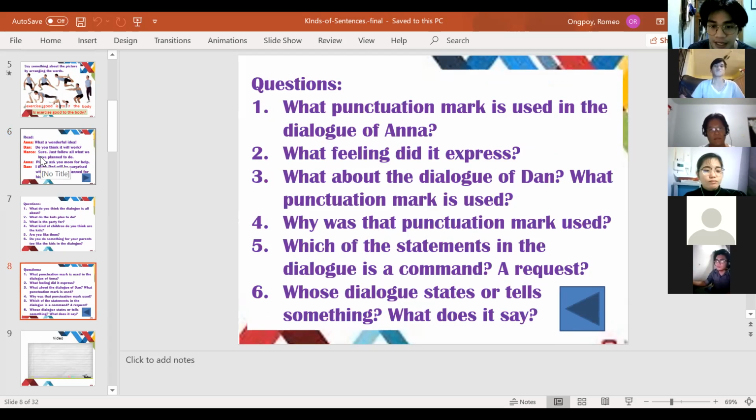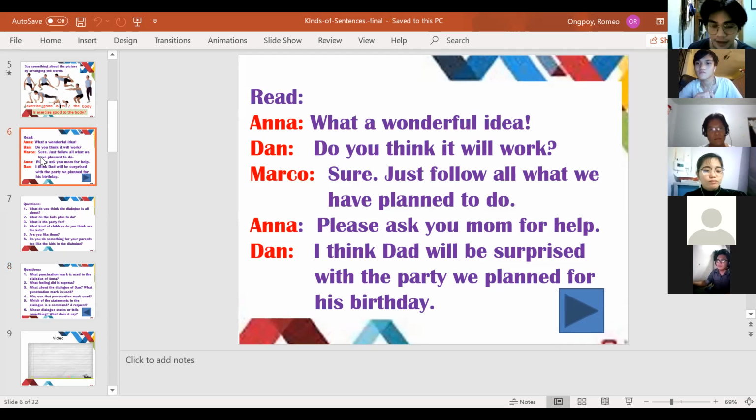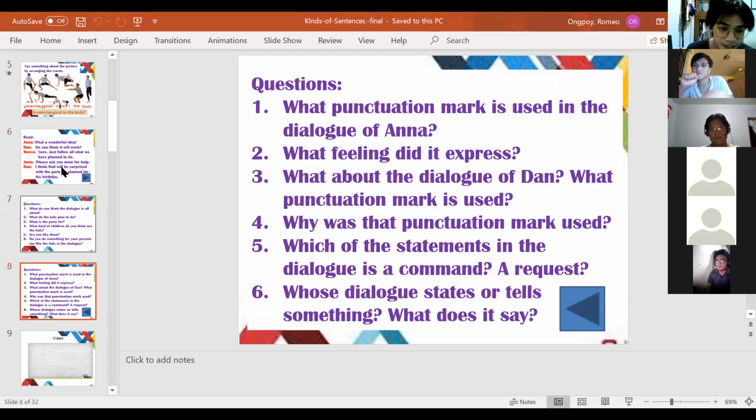Which of the statements in the dialogue is a command or a request for everyone? Based on the little excerpt that we have here, which of the following sentences by these people do you think is a command or a request? Sir Josh, which one? Marco's statement, because he commanded his siblings to just follow what he's doing. Yes, thank you, sir. Let's go back, sir.